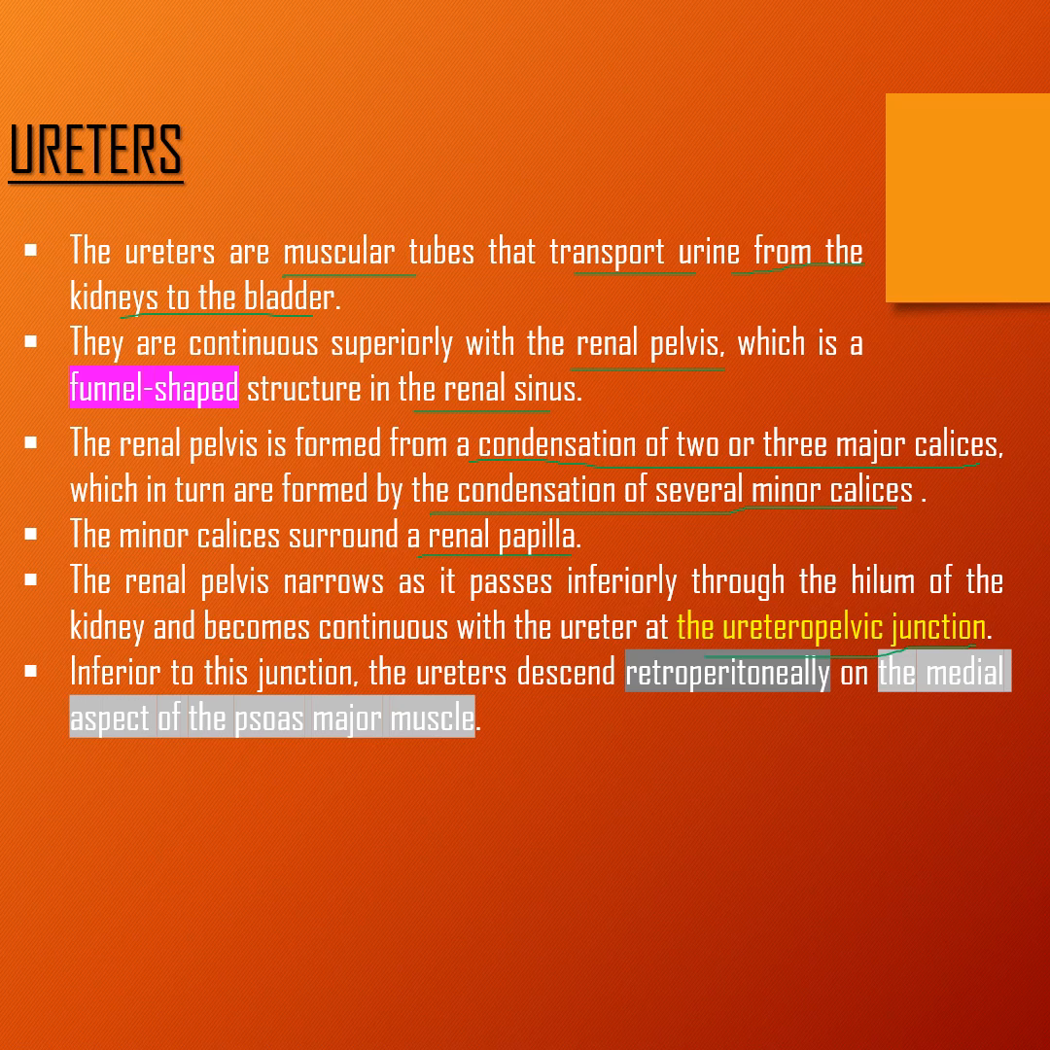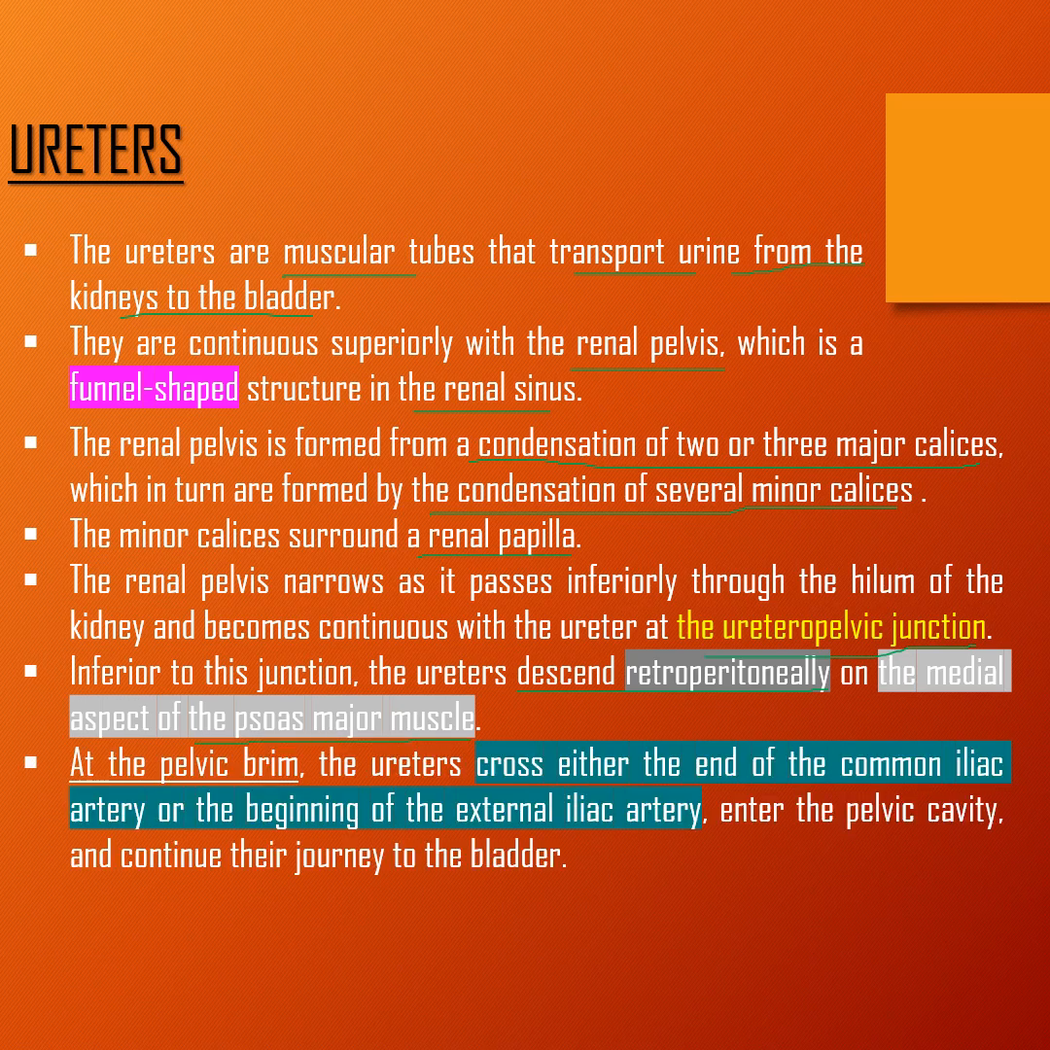Inferior to this junction, the ureter descends retroperitoneally on the medial aspect of the psoas major muscle. At the pelvic brim, the ureter crosses either the end of the common iliac artery or the beginning of the external iliac artery, enters the pelvic cavity, and continues its journey to the bladder.